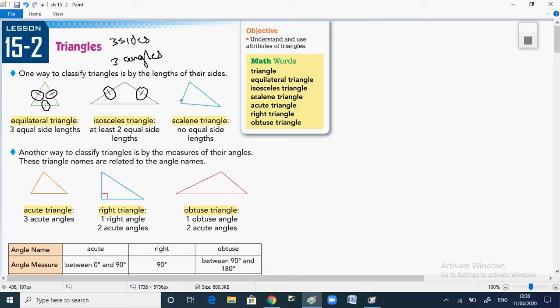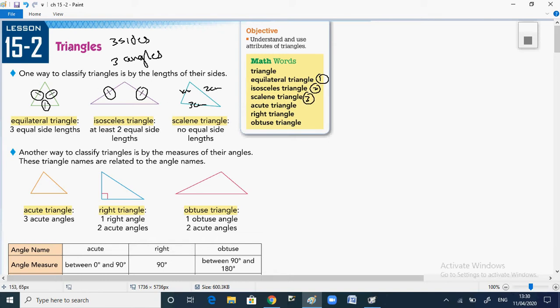For scalene, there is no equal side length. For example, maybe this is 1 centimeter, this is 2 centimeters, this is 3 centimeters. So in scalene, all sides are different. Again, if I want to classify triangles based on the sides, I say equilateral triangle, isosceles triangle and scalene triangle.